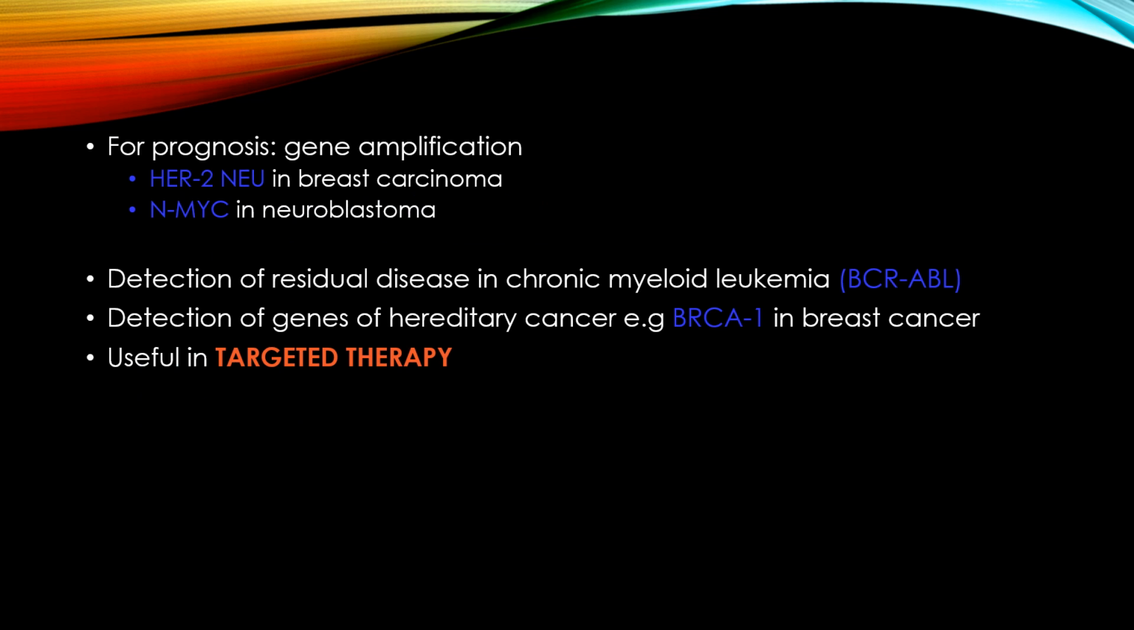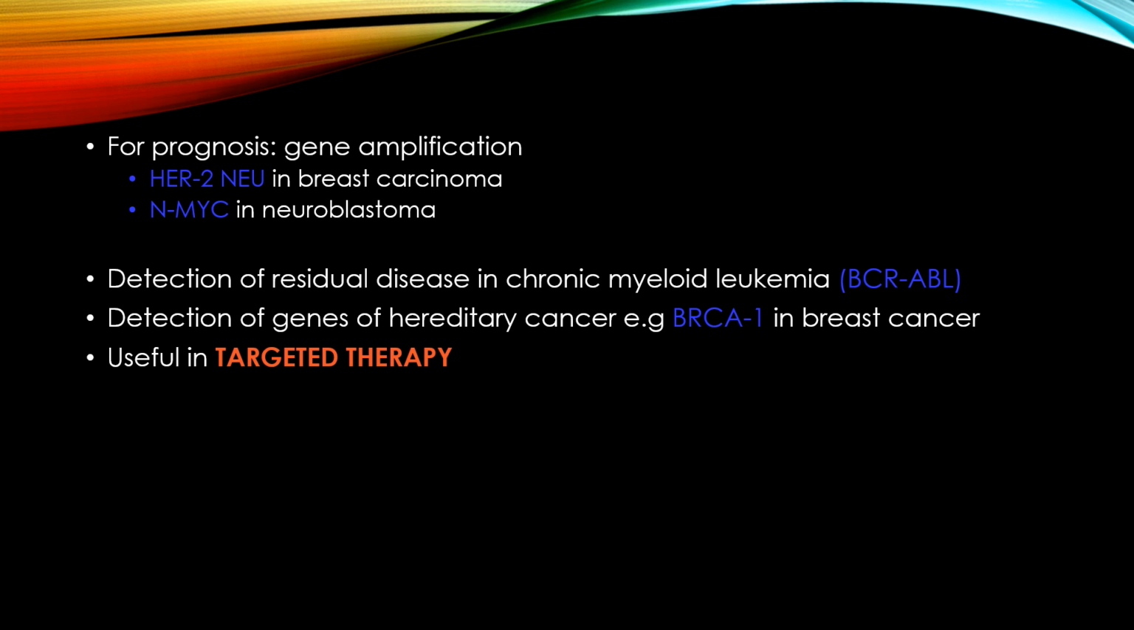So, also, it can be used for prognosis, like in gene amplification. HER2 in breast carcinoma, we can detect it by immunohistochemistry, and also more accurately by FISH, fluorescent in situ hybridization. Also, NMYC amplification in neuroblastoma, which is very important in the prognosis. Also, it can detect residual disease, like in chronic myeloid leukemia. We do the cytogenetic studies, and we see if there are remaining cells with this translocation. Also, detection of genes with hereditary cancers, like BRCA1 in breast cancer, and they are very useful in targeted therapy.